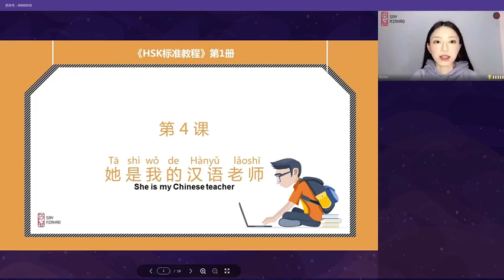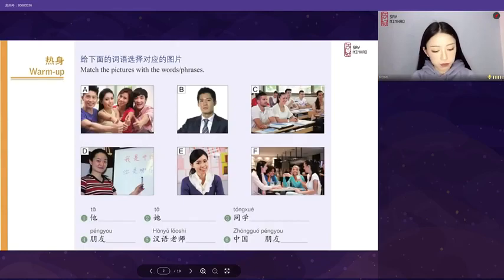Today we are going to learn Lesson 4, 第四课. 她是我的汉语老师, which means she is my Chinese teacher. Now let's move on to our first part, warm up. So we can see here are 6 pictures and 6 new words.